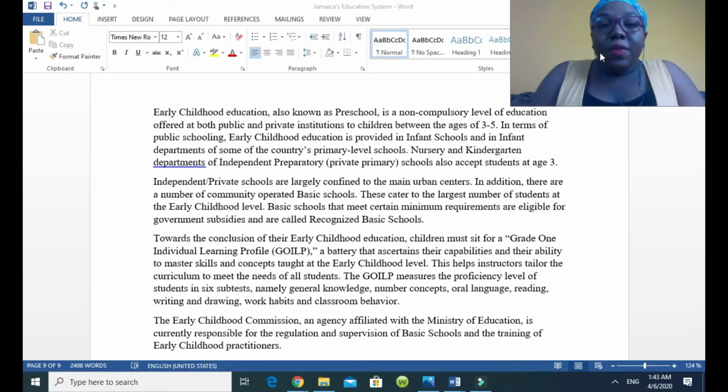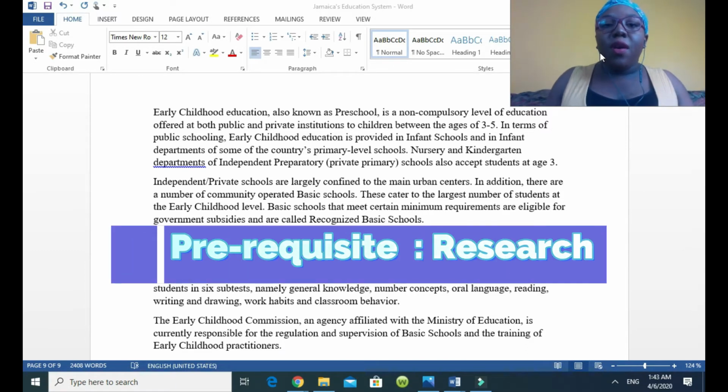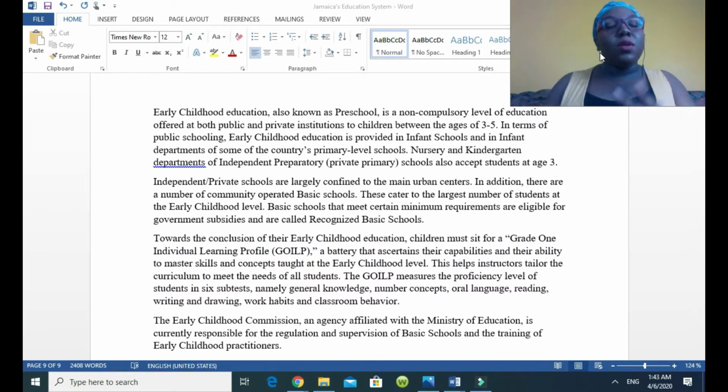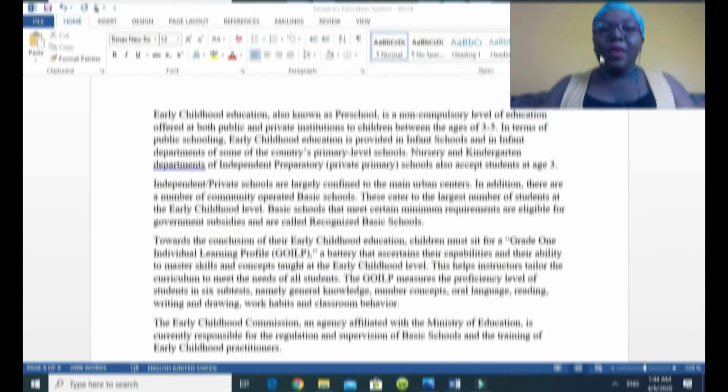Okay, so let's begin. Before you can edit, the first thing you need to do is research. Once you've gathered all the information and put it in your Word document or Google Docs, whatever medium you're using, then we can begin.